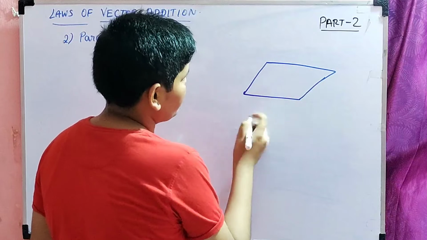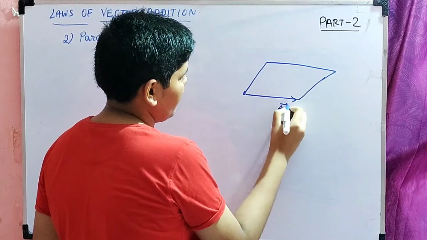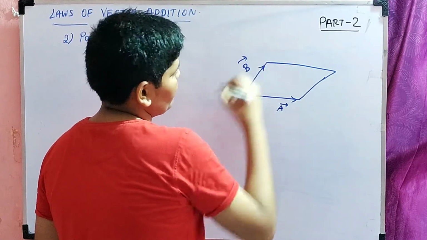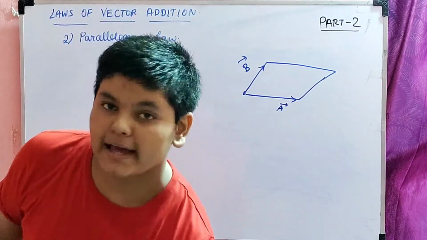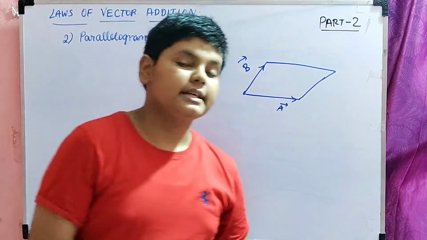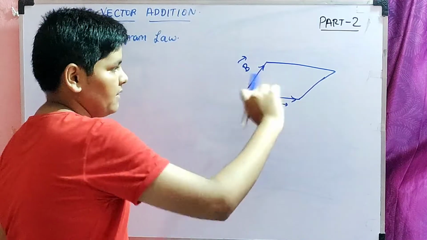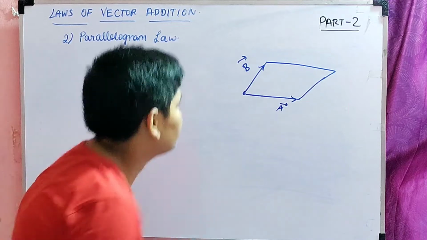This is a parallelogram. So let us take two vectors. This is A bar and this is B bar. If two vectors represent two sides of a parallelogram, then the resultant is taken as the diagonal of the parallelogram. So let me explain this.